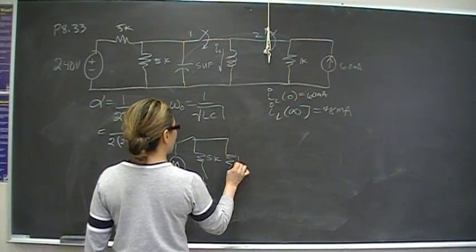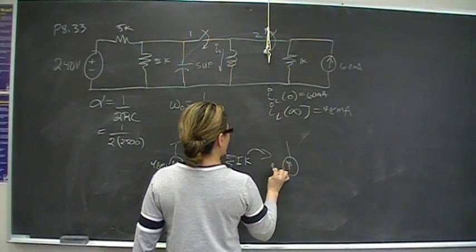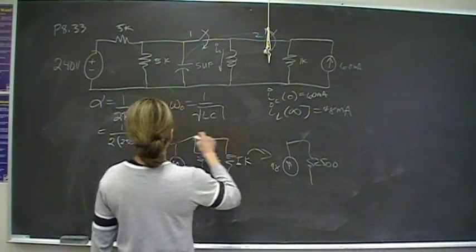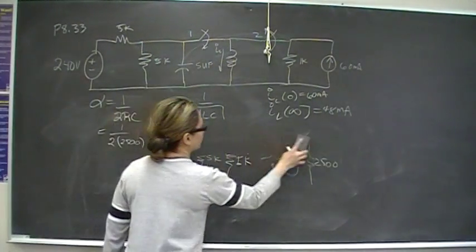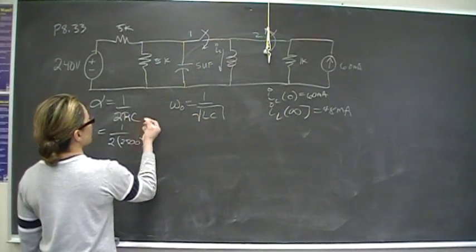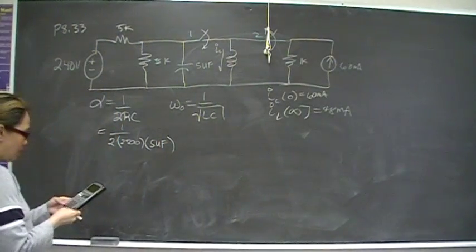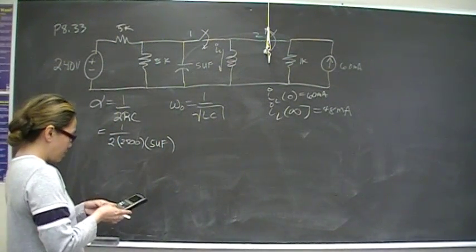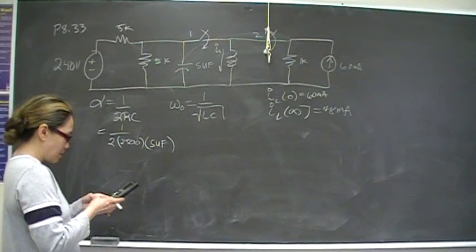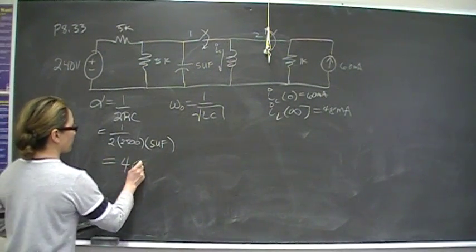5K here, 5K here. And that's really the same thing as 48 in parallel with 25. And so 2,500, and that's where that 2,500 comes from. So that's going to be 2,500 times our C in microfarads. So let's enter that. 500 times 5. We get a value here of 40.